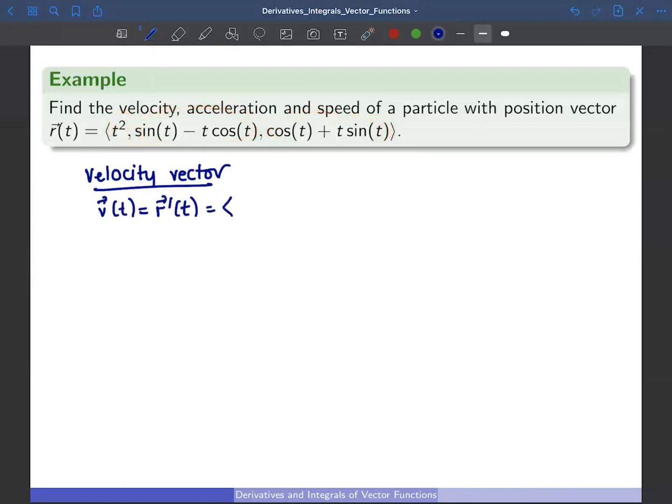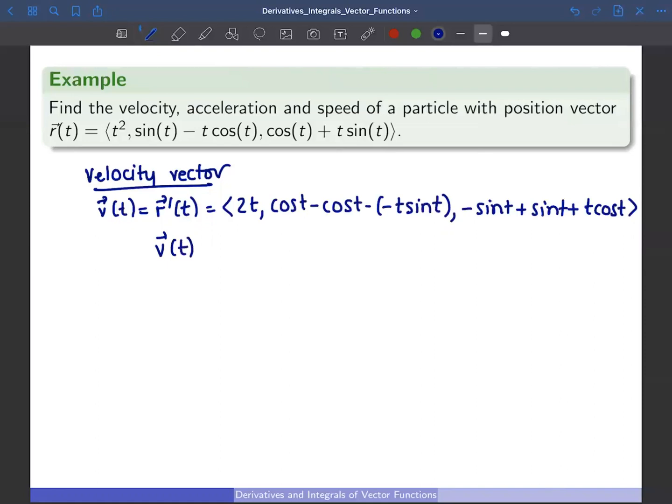So this is equal to the derivative with respect to t of t squared, which gives us 2t. The derivative with respect to t of sine t minus t cosine t gives us cosine t minus cosine t minus the negative t sine t. And the derivative with respect to t of cosine t plus t sine t gives us negative sine t plus sine t plus t cosine t. And if we simplify here, we get that the velocity vector is equal to the vector with components 2t, t sine t, and t cosine t.